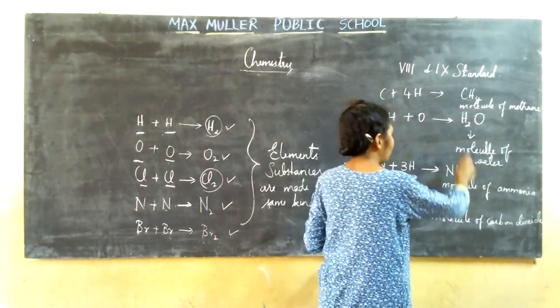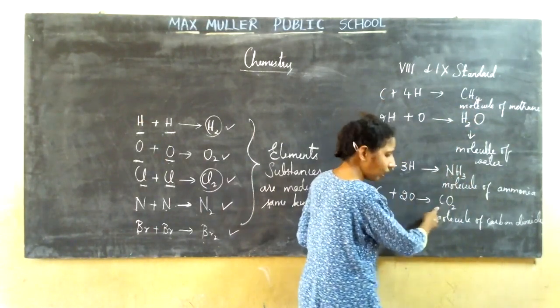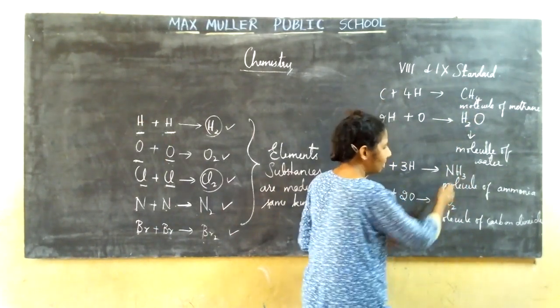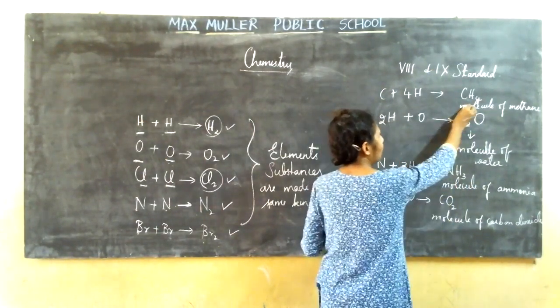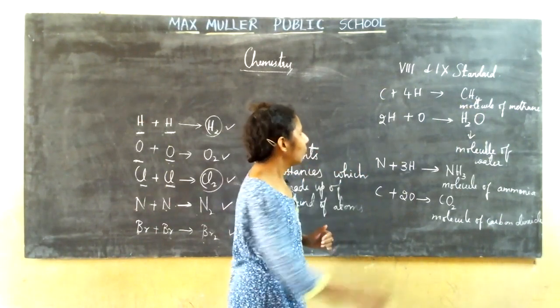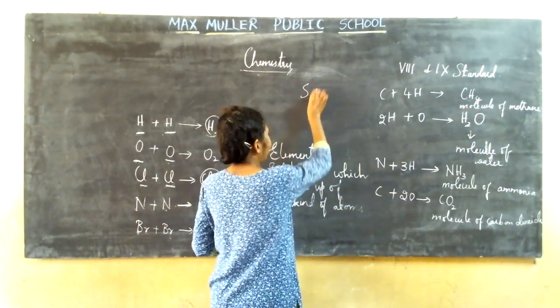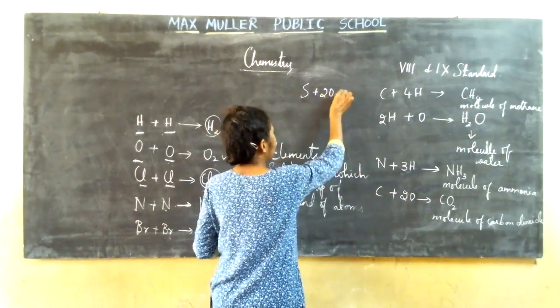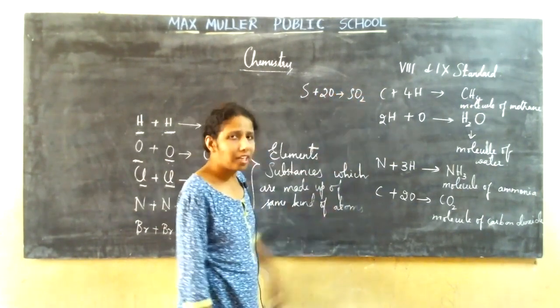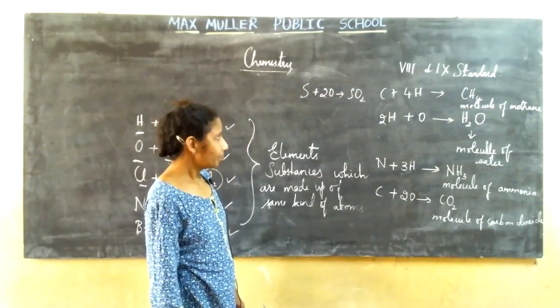So you should know: when I write CO2, it is carbon dioxide. When I write NH3, it is ammonia. When I write CH4, it is methane. Do people understand this? When one sulfur atom combines with 2 oxygen atoms, it forms a molecule of sulfur dioxide.